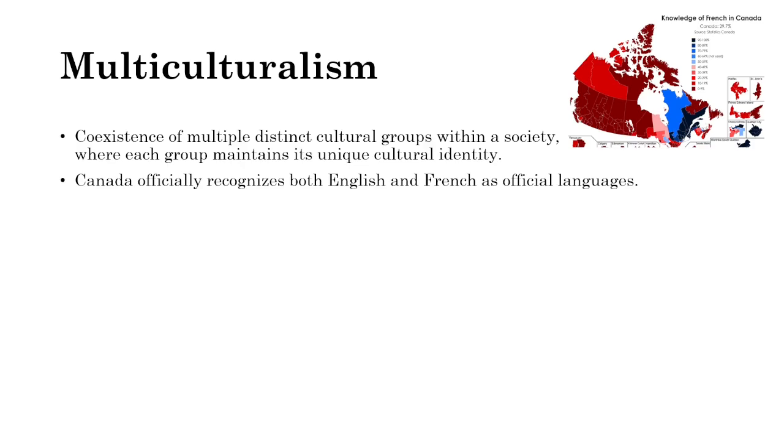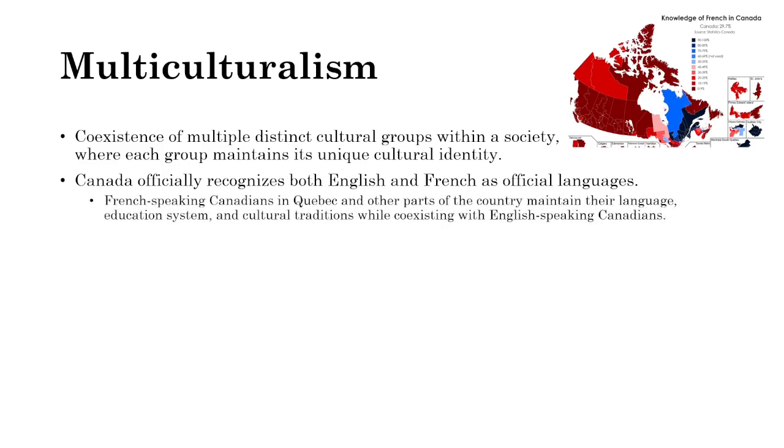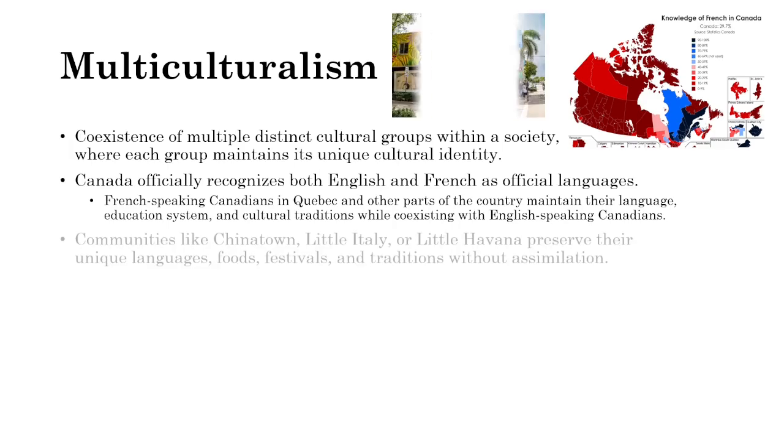So here's an example. Canada officially recognizes both English and French as official languages here. So we have a lot of French culture as well as a lot of maybe English culture in the country of Canada. So we have French-speaking Canadians in Quebec. It's kind of that blue area of the map in eastern Canada. And there's also other parts of the country where French is spoken. They also have it in the education system as well as a bunch of French cultural traditions. But they also have the coexistence of English-speaking Canadians and modern Canadian culture amongst them.